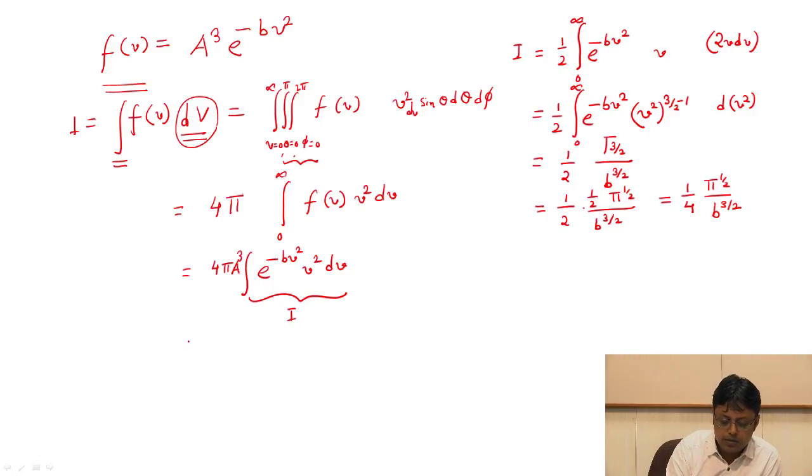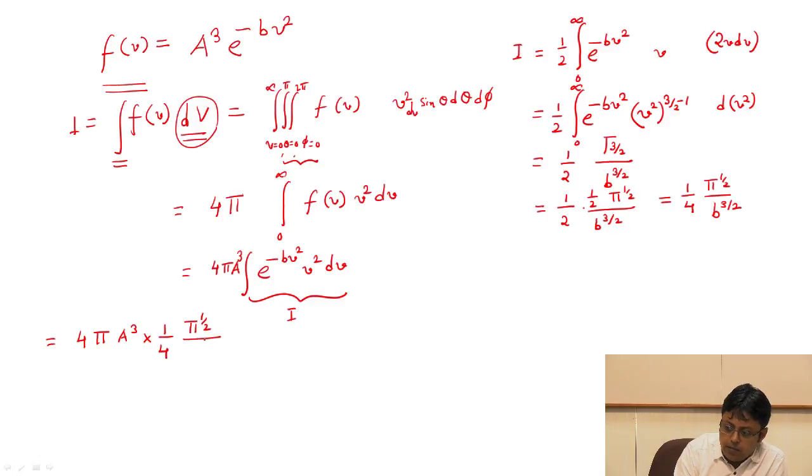So now you can just put it here. Just for space, I'm just writing it here. It is basically 4 into pi into a cube into 1/4 pi to the power half divided by b to the power 3 by 2. That is equal to 1. Let me first simplify and then we'll equate it to 1.